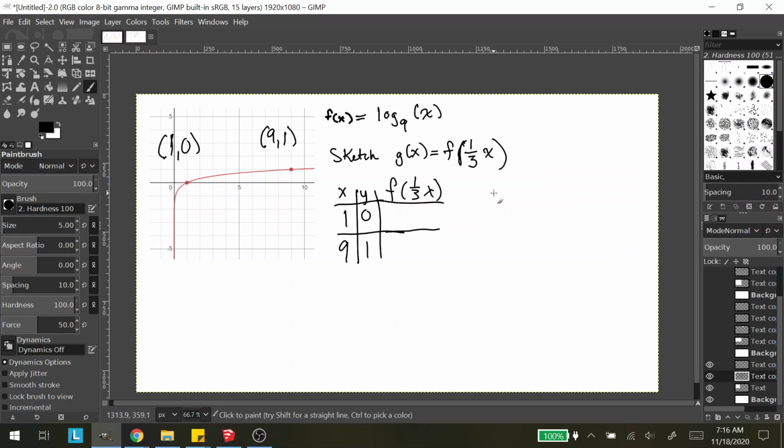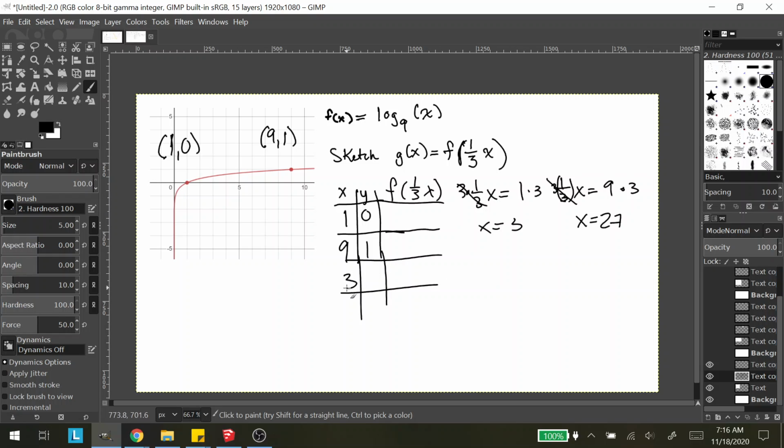So if we say we can only use x's we know, so we can only put in 1 and 9. So I need to figure out where 1/3 x is equal to 1 and where 1/3 x is equal to 9. So I'm just going to multiply by 3. There's not really room for me to write there, so I'm going to times by 3, times by 3.